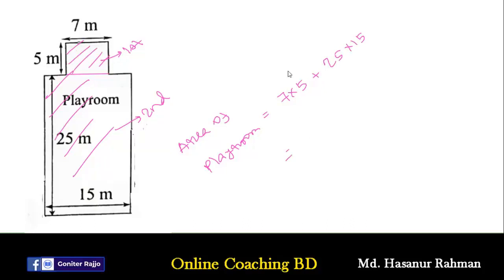Now we have to multiply. 7 multiplied by 5 is 35, plus 25 multiplied by 15 is 375 square meter. So if we add 375 plus 35, then we get 5 plus 5 is 0, 1 will be there, 8 plus 3 is 11, 1 will be there, so 410 square meter. So area of playroom will be 410 square meter.